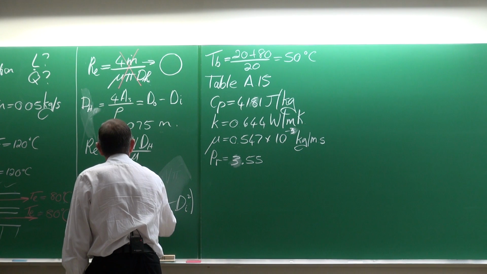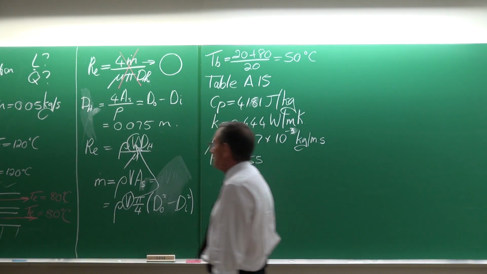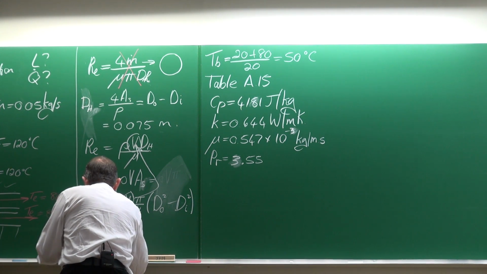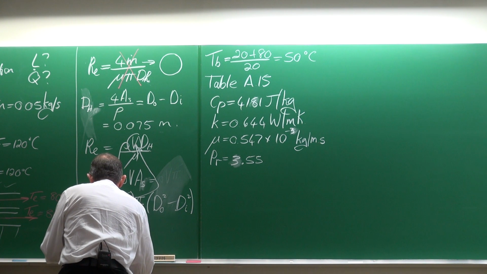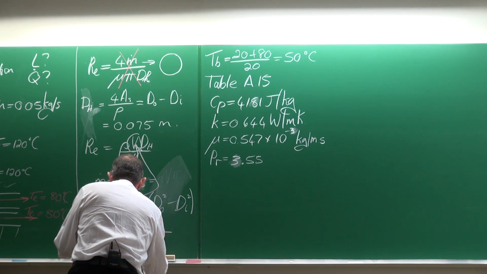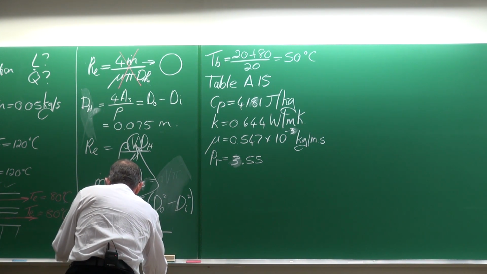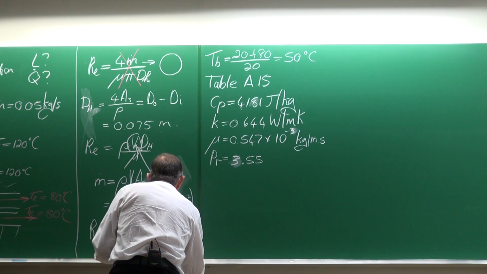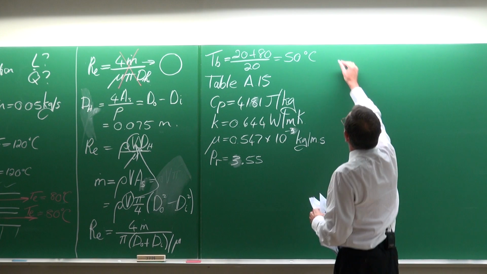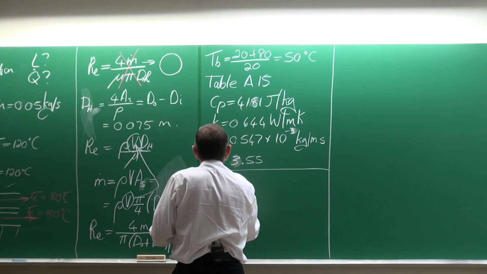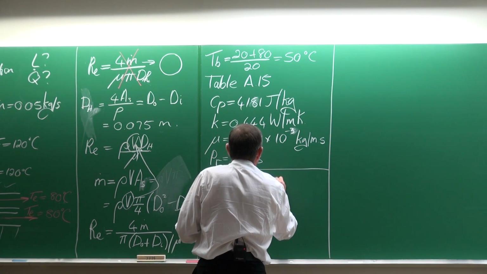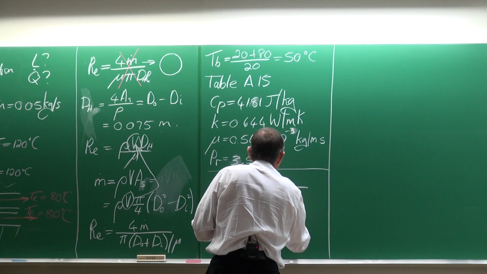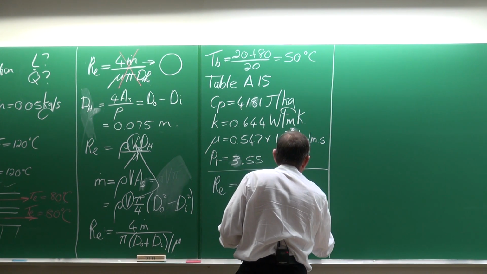From here, you can take the velocity and substitute it in. It's very easy. And one or two calculations later, you'll be able to show that the Reynolds number is actually equal to 4 times the mass flow rate divided by pi, the outside diameter plus the inside diameter, divided by the viscosity. Let me write it down again. So the Reynolds number for an annulus is equal to 4 times mass flow rate divided by pi, d_o plus d_i, everything divided by the viscosity.